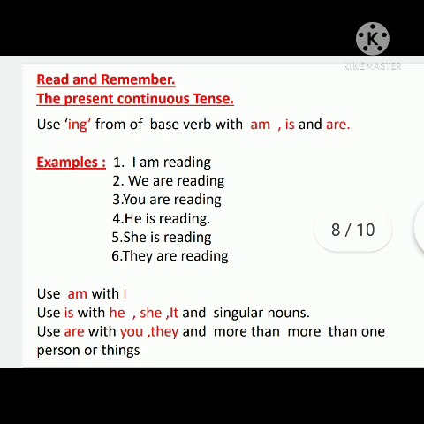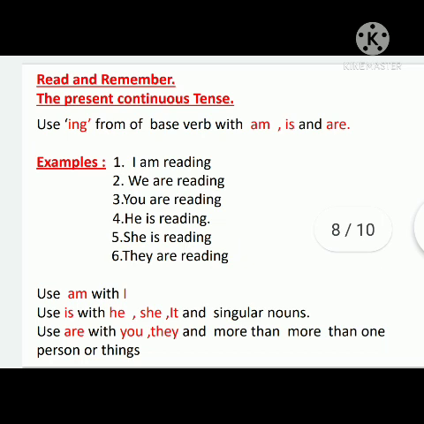Dear children, you have to know carefully which helping verb to use for which subject. In the present continuous tense, you have three helping verbs. What are those? Am, is, are. We have to use these helping verbs compulsorily with the proper subject, then add ing to the verb.